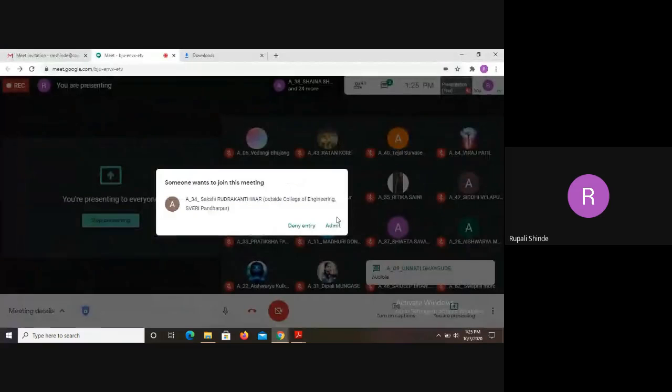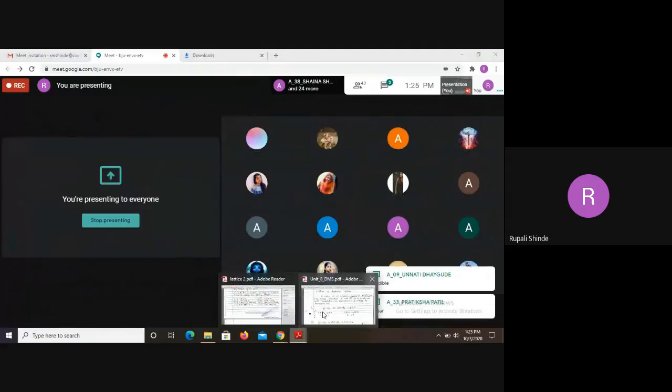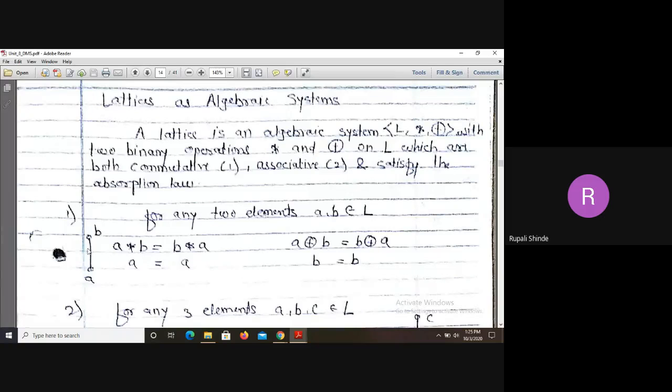So we have to show this proof. Last lecture only we have seen how we can prove this. So A star B. What is the value for A star B? That is greatest lower bound of A and B, and here the greatest lower bound is A. That we have written here. RHS is B star A. Again we take greatest lower bound of B and A and that is A. So LHS is equal to RHS. So the first statement is true.